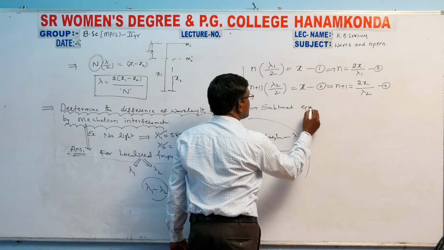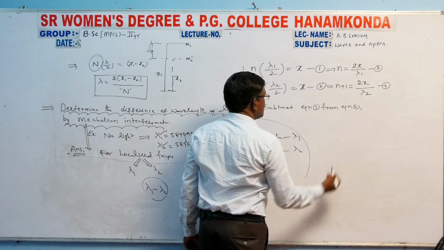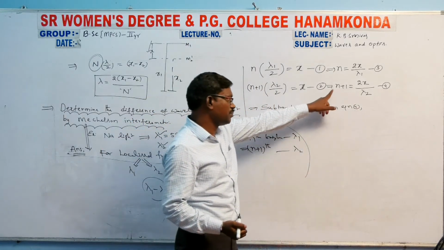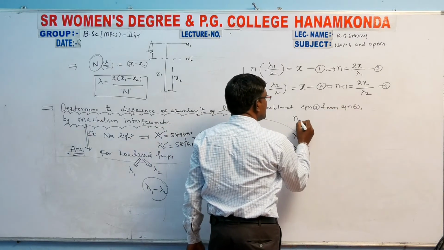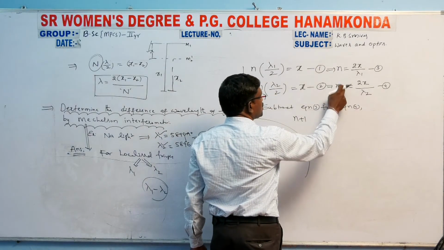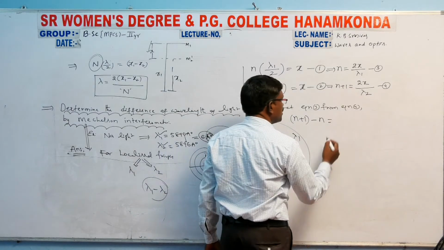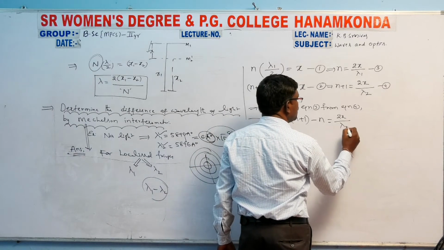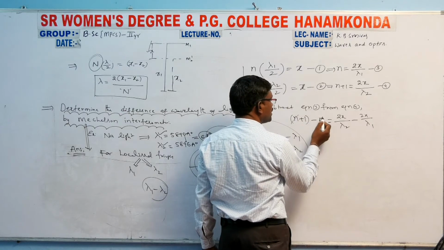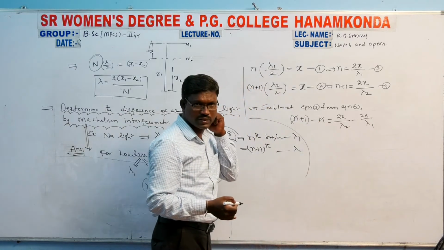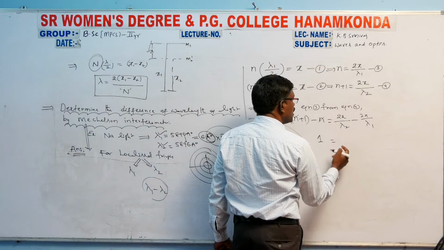Subtract equation 3 from equation 4. What is equation 4? This one, that is n plus 1, the n plus 1th bright fringe corresponding to lambda 2 wavelength. So simply I am subtracting these two equations. N plus 1 minus n. Coming to the right hand side, 2x by lambda 2 minus 2x by lambda 1. So plus n minus n gets cancelled. We are having only 1 here.